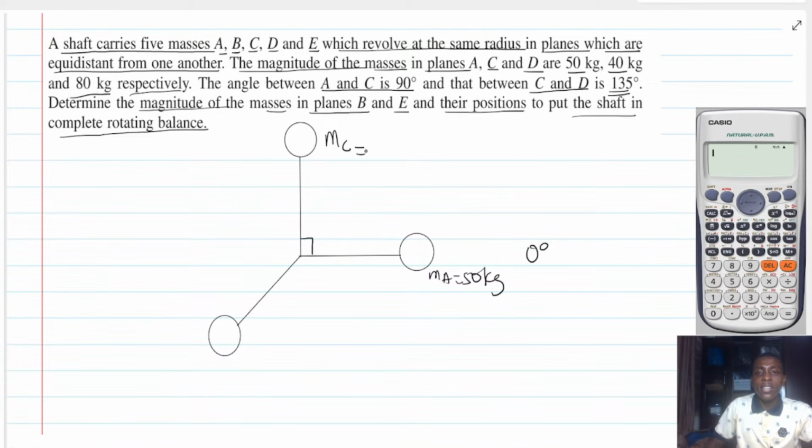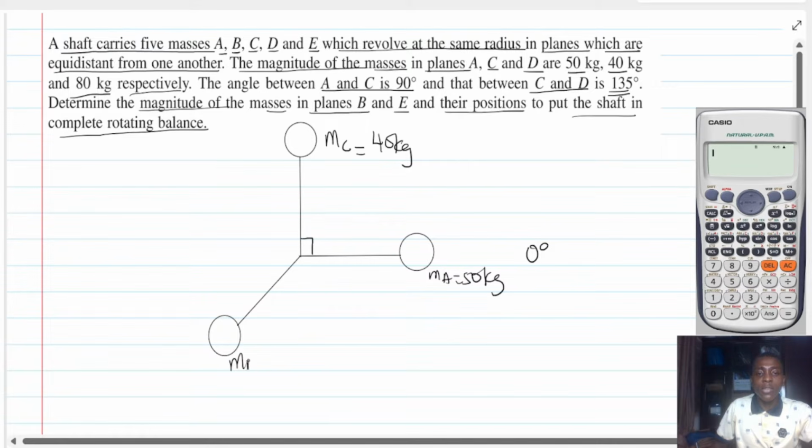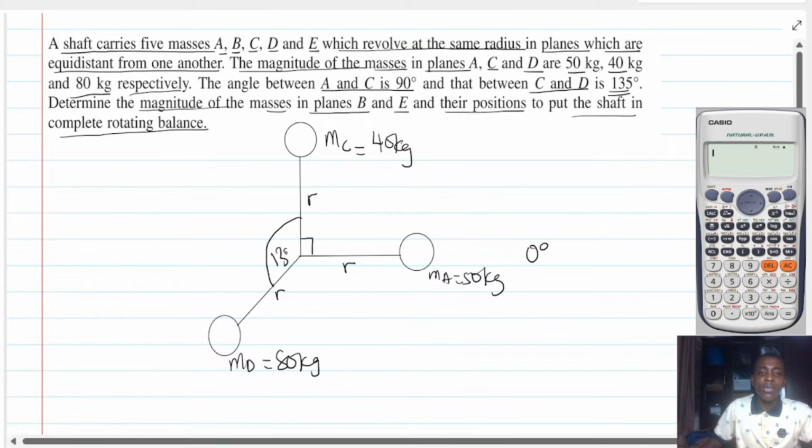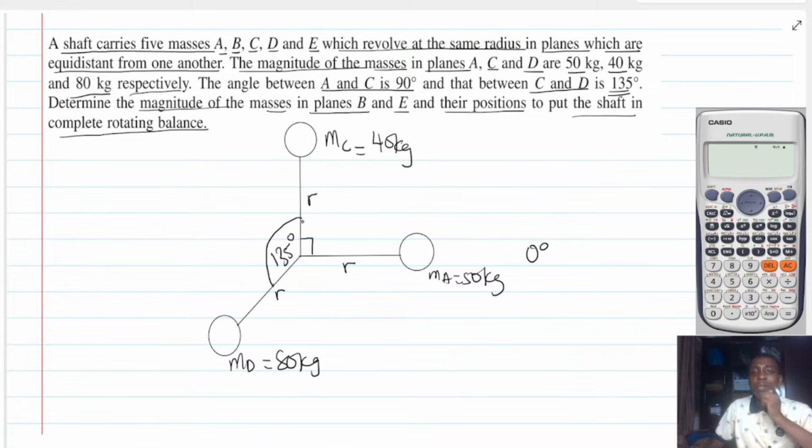And then mass C is giving us 40 kilograms, and mass D was giving us 80 kilograms. Now the question said that these masses revolve at the same radius. So if this is R, this is also going to be R, and this is also going to be R. But then it said that the angle between C and D is 135. So it means the total angle here is actually 135. Is that right? Between C and D. We don't know about B and E, so for now, let's hold on.